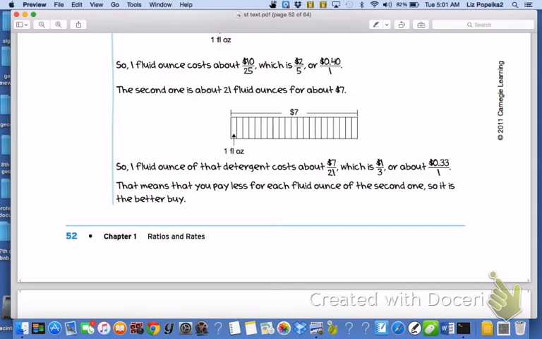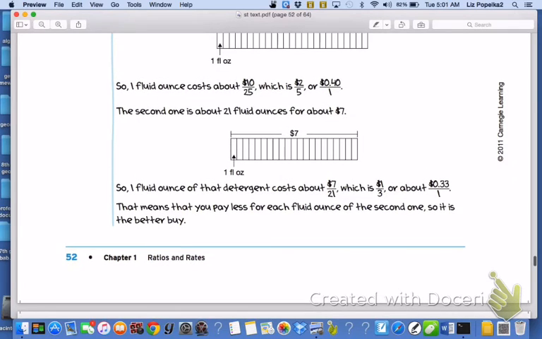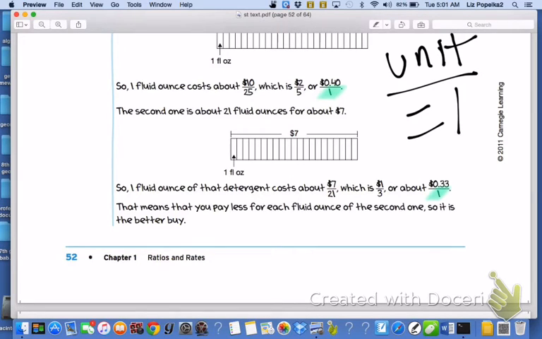So if I zoom back out here, after we did the scaling down, in the first one, and again, just estimating, she was paying about 40 cents for an ounce, whereas with the smaller box of detergent, she was paying about 33 cents an ounce. Remember that we found the unit rate, or at least an estimate of the unit rate. And again, the unit rate is when you have just a 1 in the denominator. Unit makes us think of the word 1.